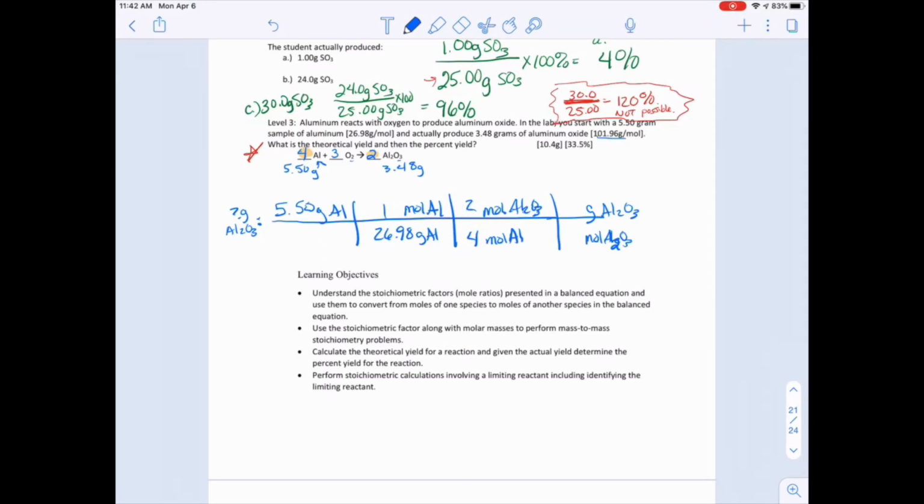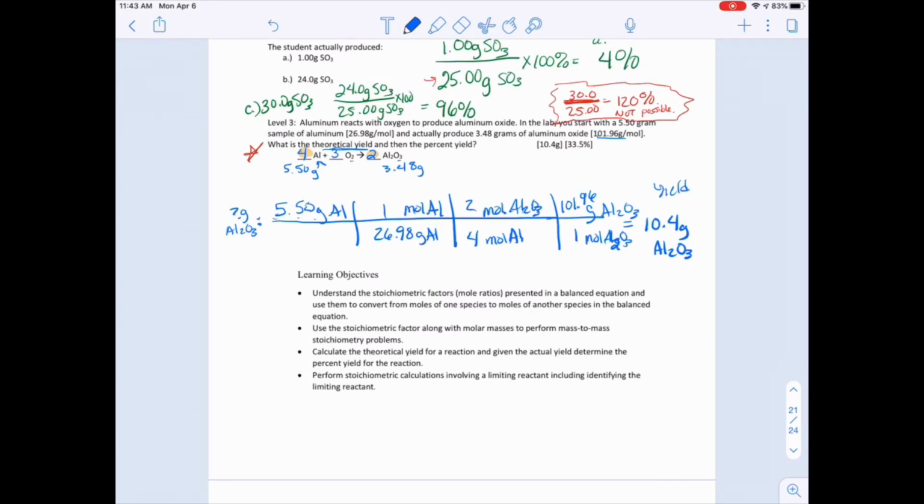And then we've got our molar mass, 101.96. It was in the problem, and 1 mole equals 10.4 grams of aluminum oxide. Notice I just need 3 sig figs because of the 5.50 grams of aluminum. Notice that this is the theoretical yield.